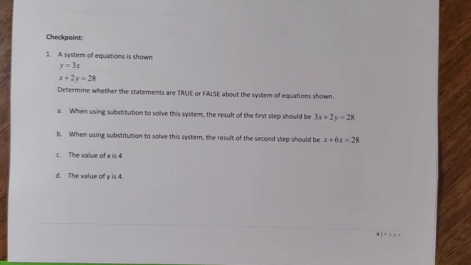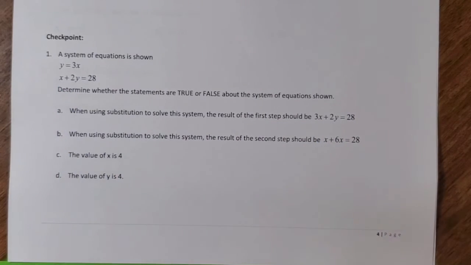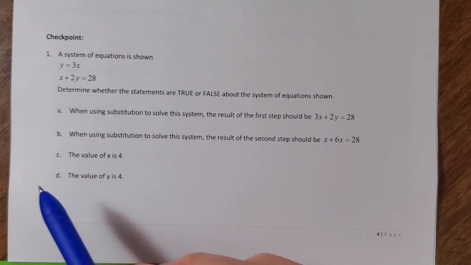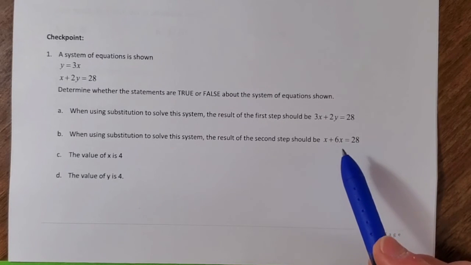Now let's check out another checkpoint problem. We have a system of equations shown with y is equal to 3x and x plus 2y is equal to 28. Determine whether the statements are true or false about the systems of equations shown. So letter A says, when using substitution to solve this system, the result of the first step should be 3x plus 2y is equal to 28. So this would be plugging in a 3x for our original x term, which would show it's not properly substituted in. Letter B: when substituting to solve the system, the result of the second step should be x plus 6x.